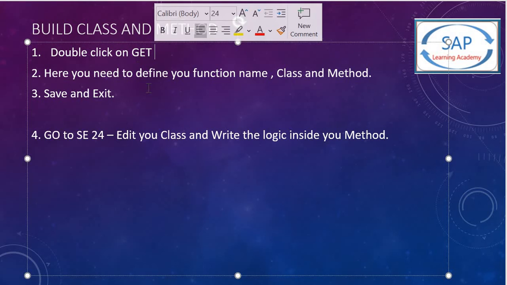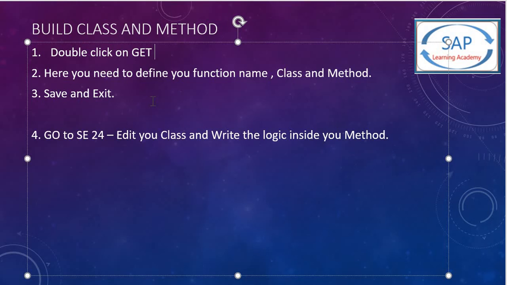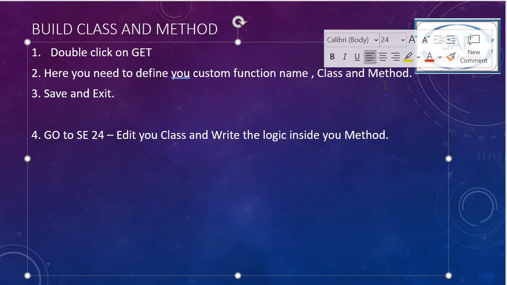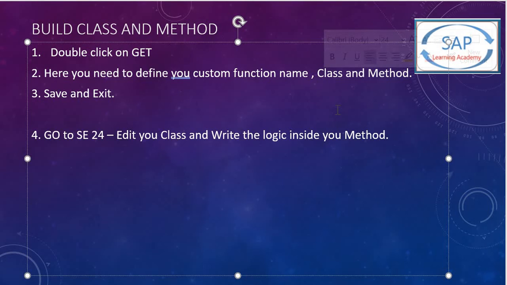You should double click on this GET, then it will take you to a class builder, and there you have to define the function name. Very important: the customer defined function that you want to build. So this custom function name you have to provide. You should provide the class, you should provide the method. So all the required information you should provide, and then save and exit. That's the only part in the BAdI. Once you define all these required fields, you take the class name and go to TCODE SE24, and there you can edit and write the logic inside the method. So that's the way you can build these customer defined functions.